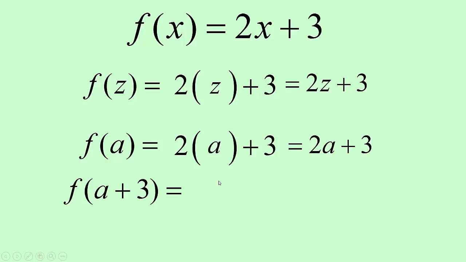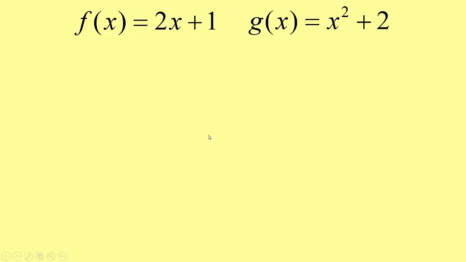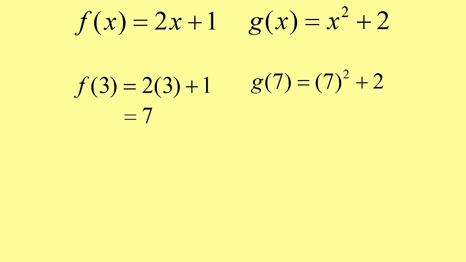But here, if we plug in a plus 3 into the function, we do have some simplifying that needs to be performed. The 2 times a and the 2 times 3 can be multiplied out, and then the 6 and 3 can be put together to give the 9. Here's two functions named f and g, typical names for functions. And f parentheses 3 means we plug a 3 into the x of the f function. G parentheses 7 means we plug a 7 into the x of the g function.